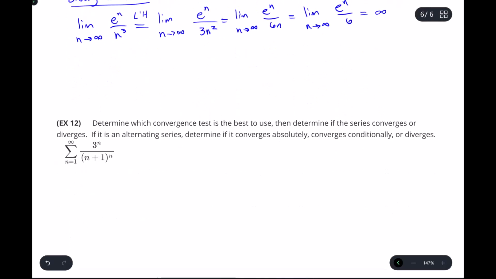All right, one more here, and I have, looking at this series, 3 to the n over n plus 1 to the n, I've got these powers of n, and that's generally a good indicator to use the root test. So I think that's what I'll do. So I'll use the root test here.